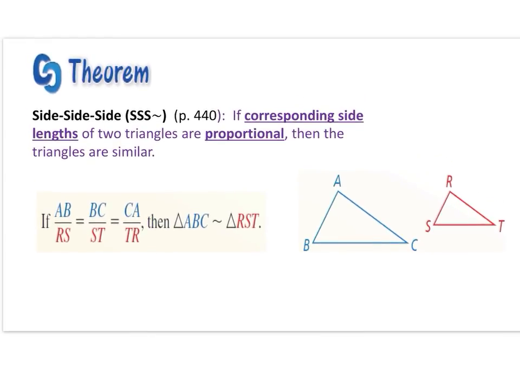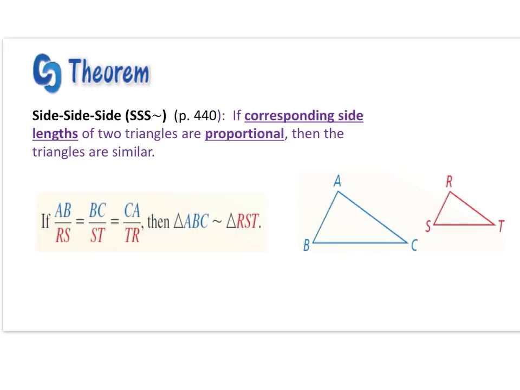So let's get started with our first theorem, the side-side-side similarity theorem, located on page 440 of your textbook. It states that if corresponding side lengths of two triangles are proportional, then the triangles are similar. And I've bolded and underlined keywords within the theorem. You need all three pairs of sides to be proportional in order for you to then conclude that the triangles are similar. But if all three pairs of sides are proportional, then you can definitely conclude the triangles are similar.